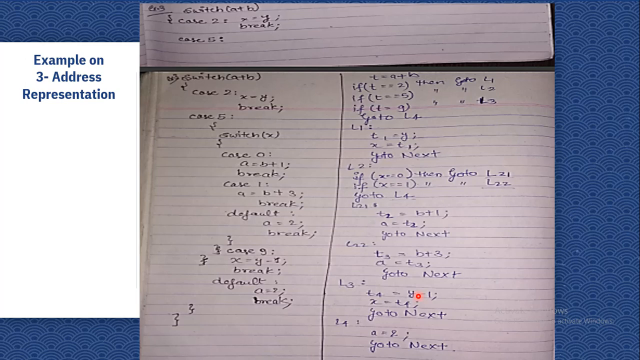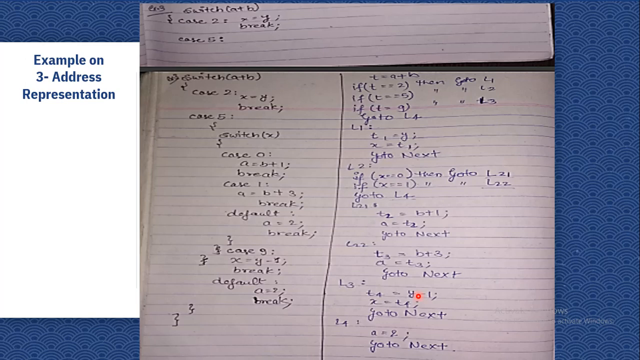If it is 1, then increment the value of b by 3 and transfer this value to a, then break the statement. If nothing matches, in the default case the value of a is 2, break the statement. The inner switch will be broken, and in the outer switch, if the case value is 9, then x equals y minus 1, then break the statement. By default the value of a is 2, and break this outer switch statement.